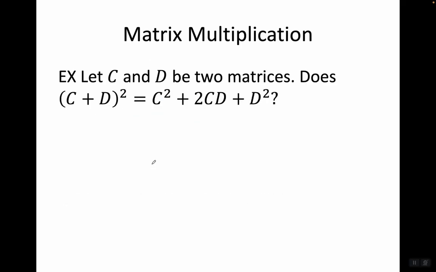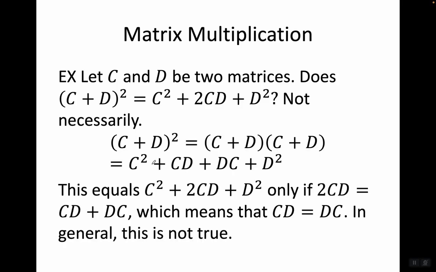Let C and D be two matrices. Does (C+D)^2 equal C^2 + 2CD + D^2? Well, not necessarily. When you multiply this out using FOIL, you end up with C^2 + CD + DC + D^2. Now, this is going to equal C^2 + 2CD + D^2 only if CD + DC equals 2CD, which means that CD equals DC. In general, it's not true, because matrix multiplication is not commutative.